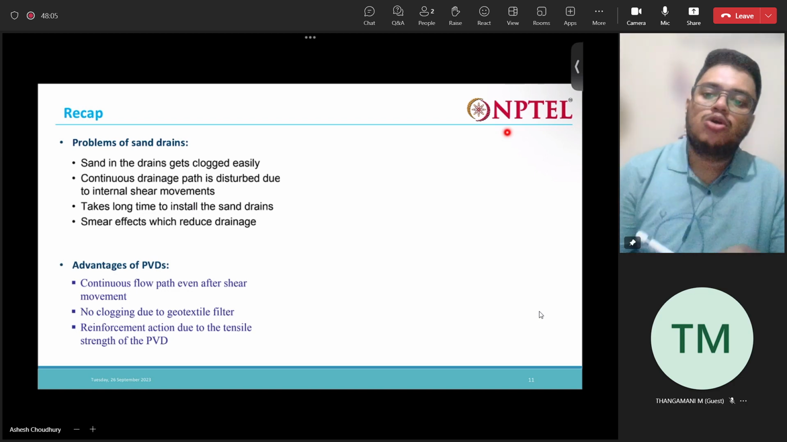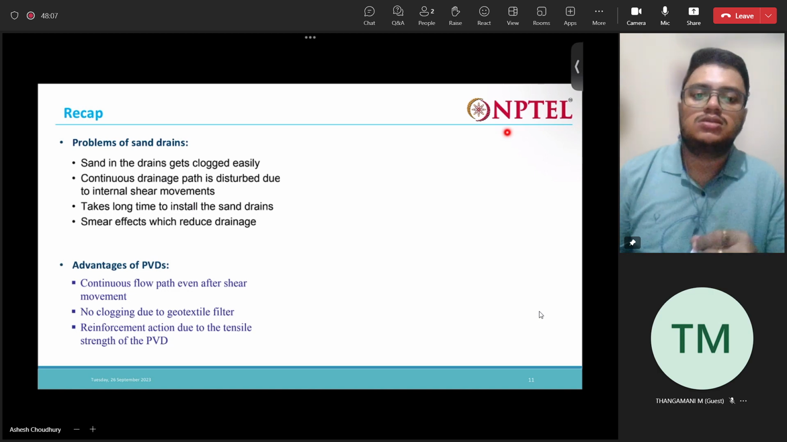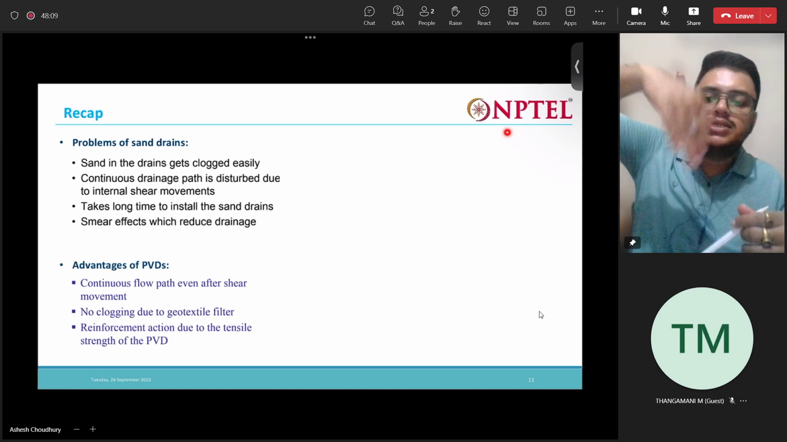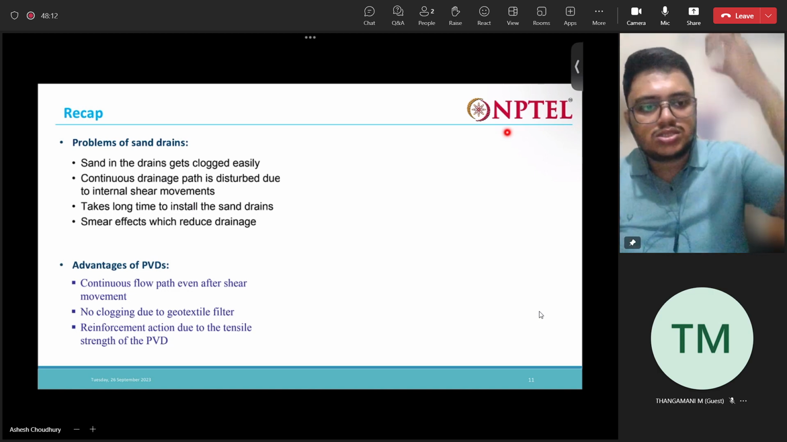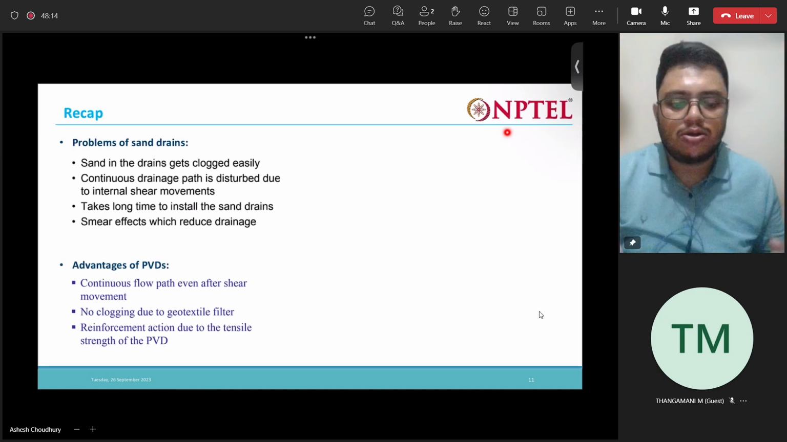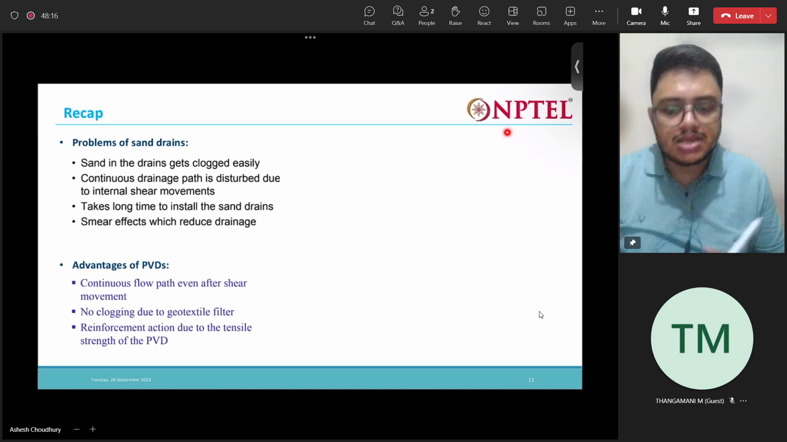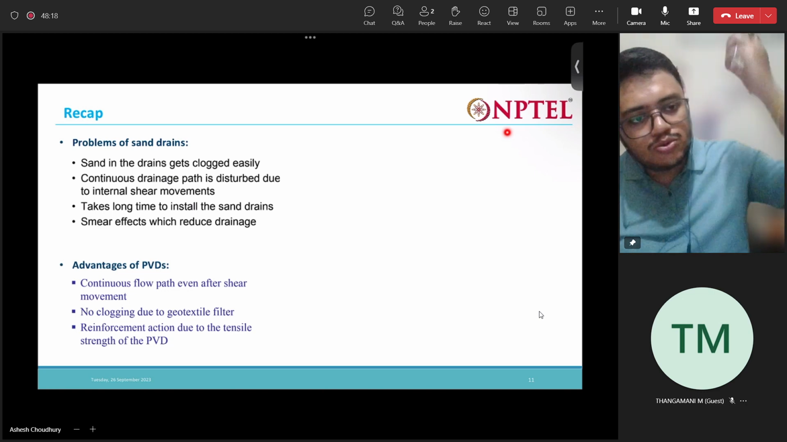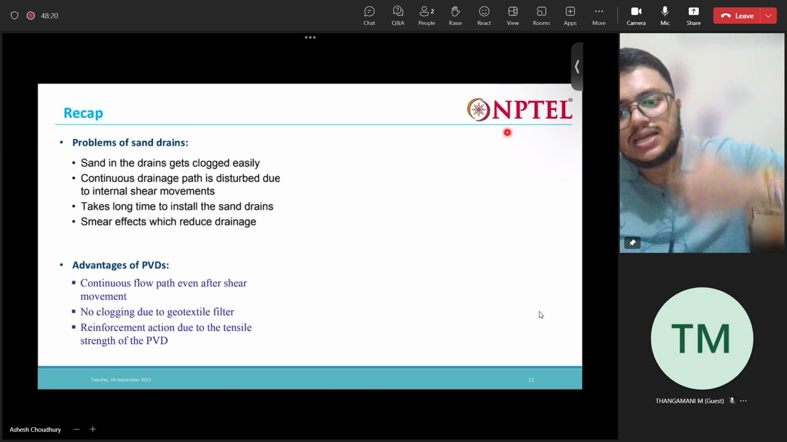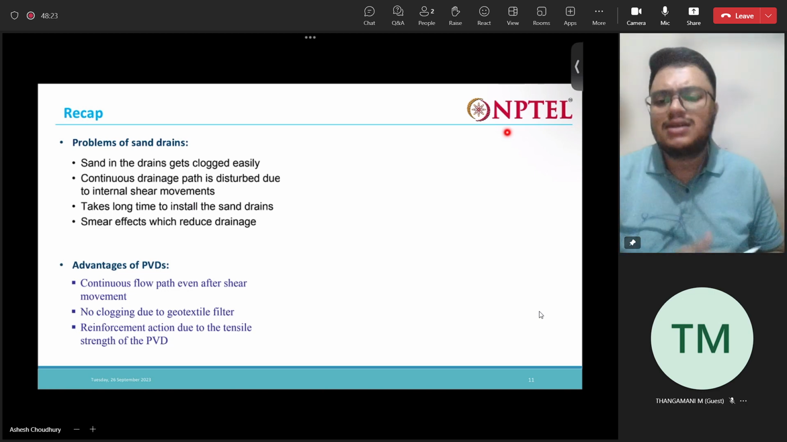Third, it also takes a long time to install the sand drains. You have to drill a hole, then put some casing to stabilize it, then put sand in layers and compact it layer by layer. So it's a very lengthy process.